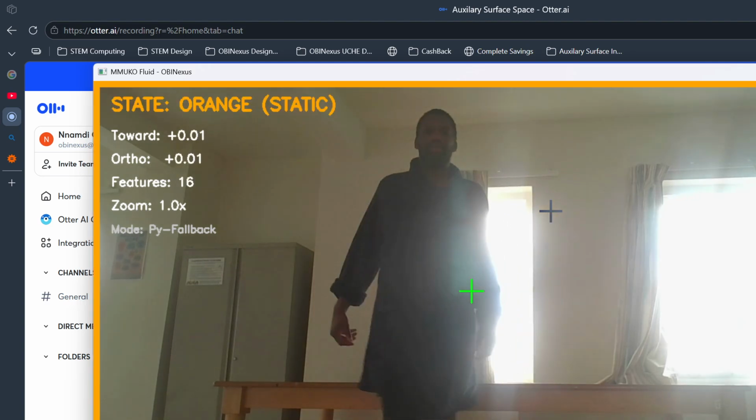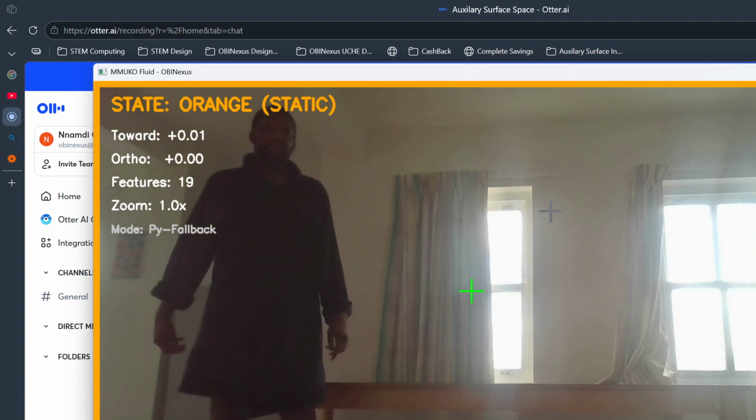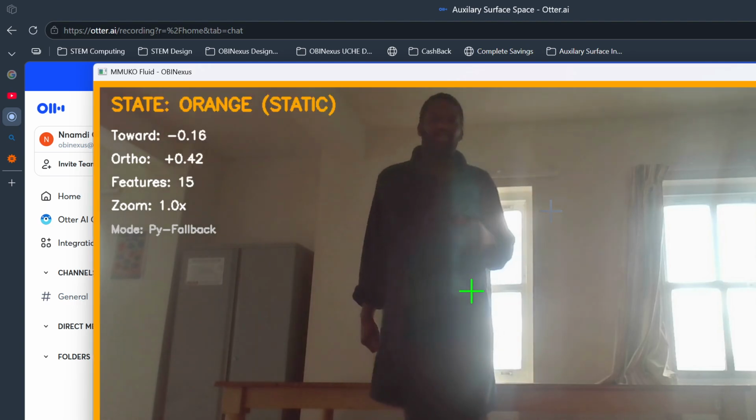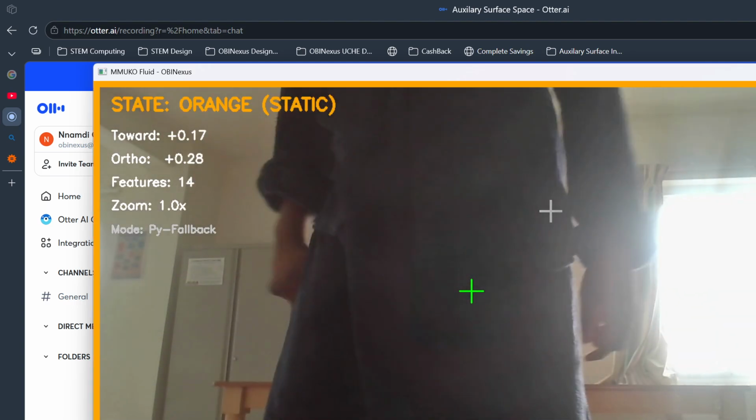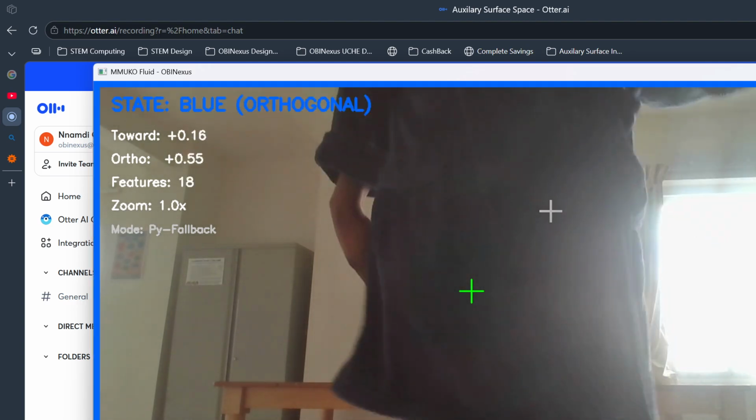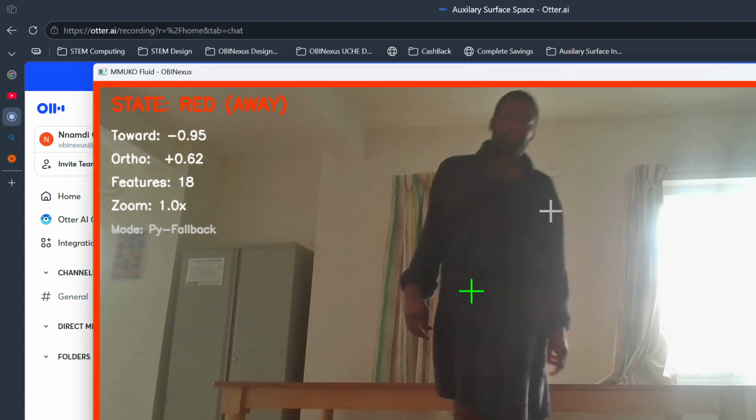So it's tracking me. I'm moving away, but if I run to it, it says I'm approaching, but it's approaching me because I'm running. So it says I approach. It's approaching, but this basically is tracking me.